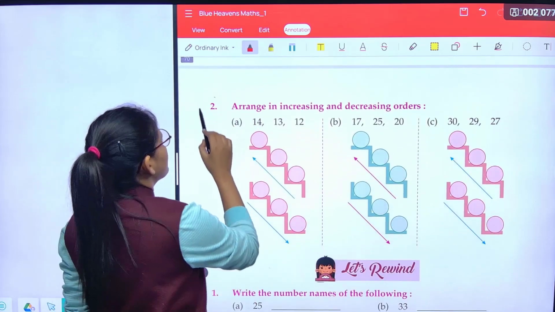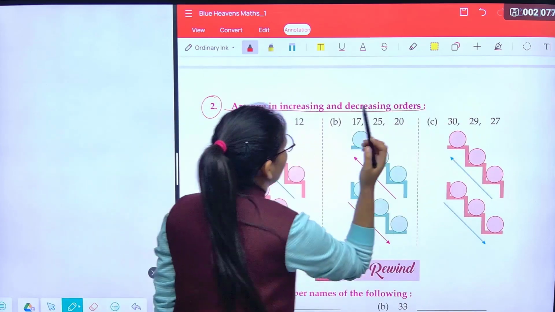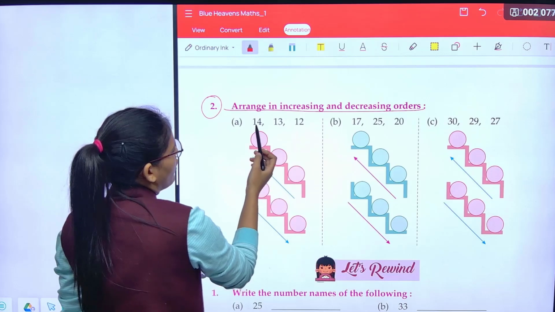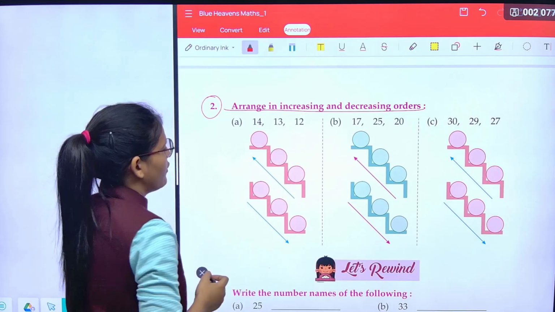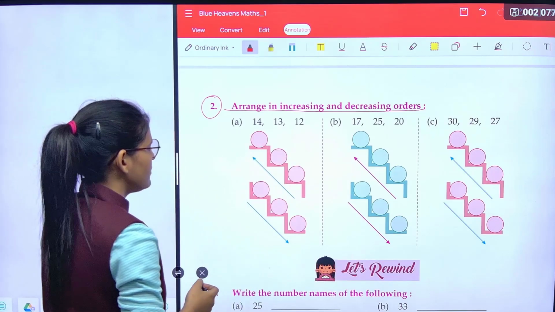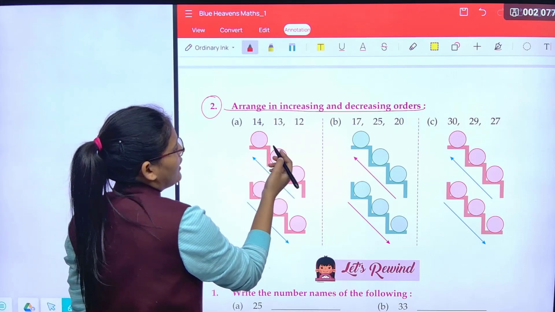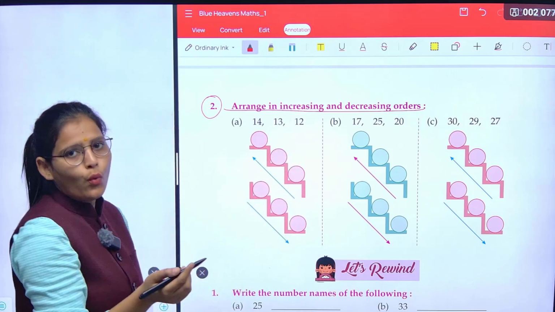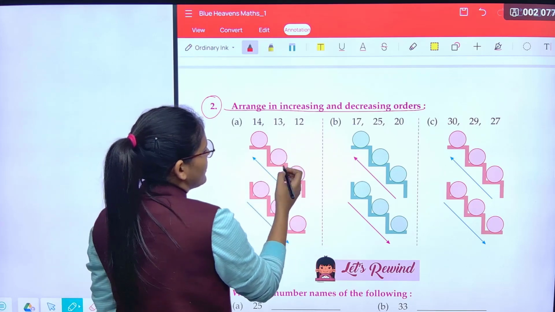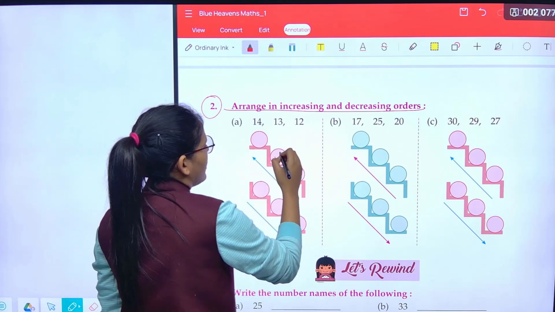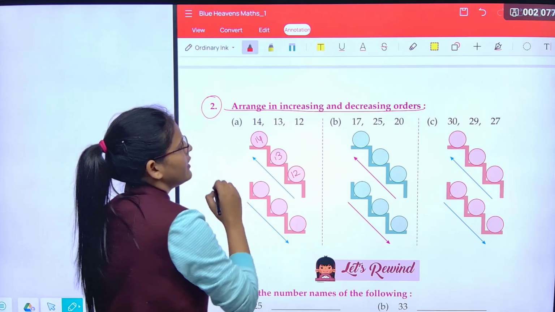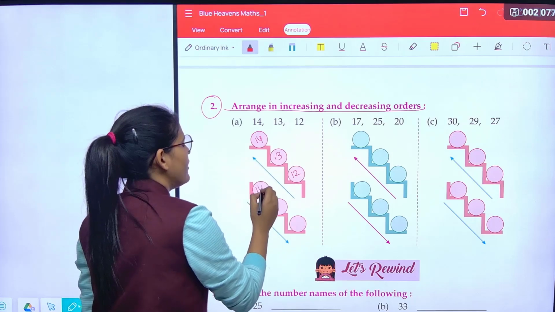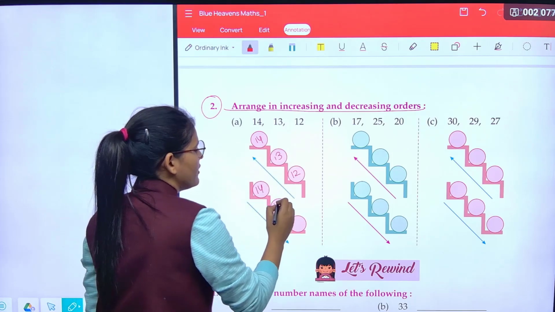Now class, come on question number 2, arrange in increasing and decreasing orders. Class, see, 14, 13, 12. In increasing order, smallest to greatest, 12, 13, 14. Now in decreasing order, greatest to smallest, it is 14, 13, 12.